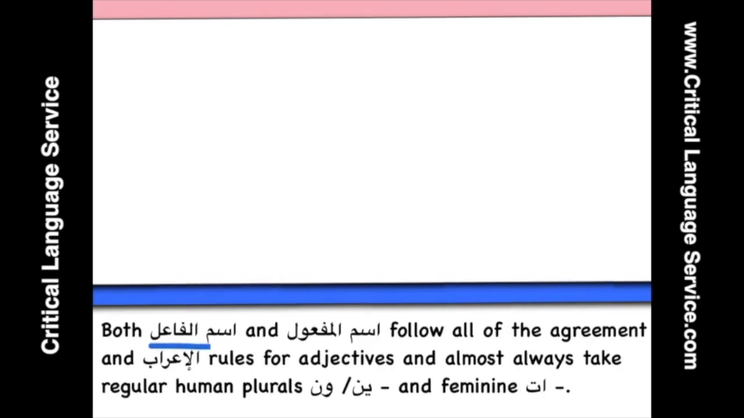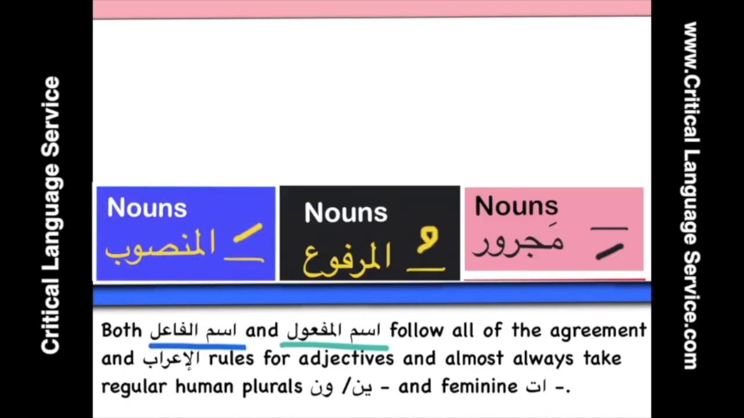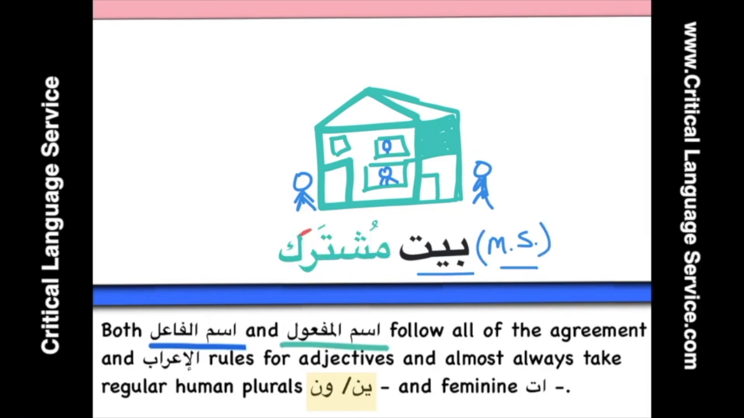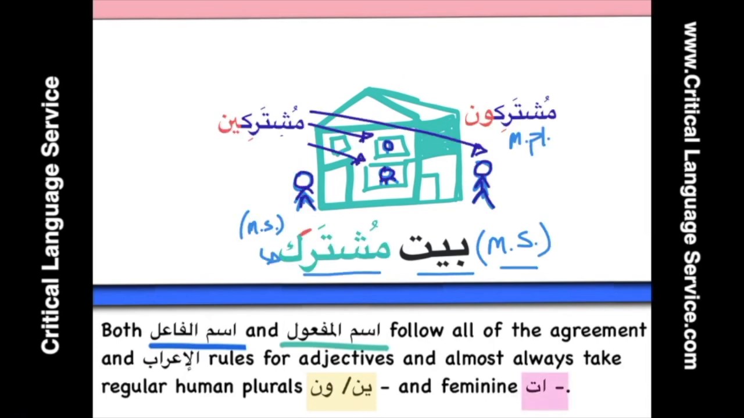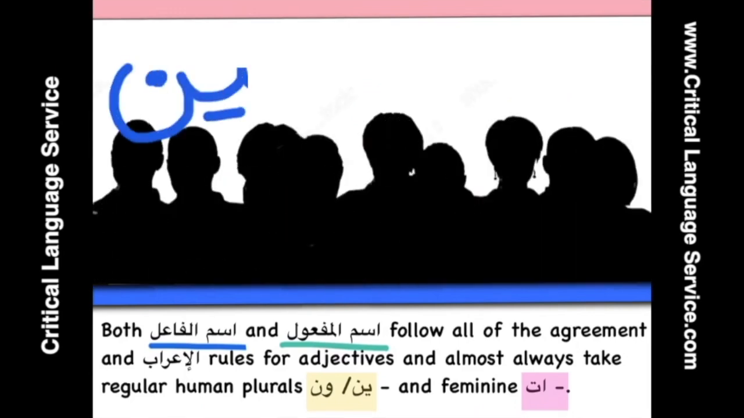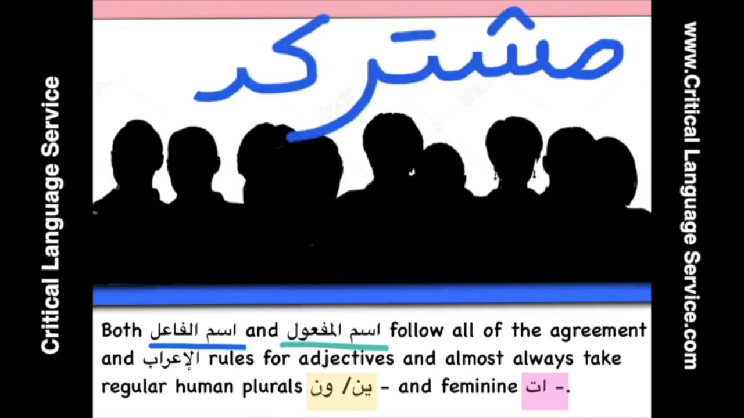Another thing to note about ism al-fa'il and ism al-maf'ul is that they follow all the agreement and i'rab rules for adjectives. That means they take the fatha, damma, kasra, waw noon, ya noon, and all the rules we've talked about for those as case endings. And they must agree with the noun which they describe in terms of plurality, singularity, and case. So if they describe a human noun, they take the human plurals. Ya noon, waw noon, alif ta if it's feminine, and in dialect they only take the ya noon for human plurals.